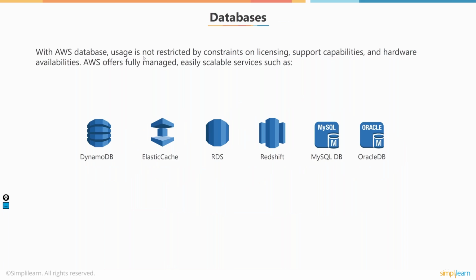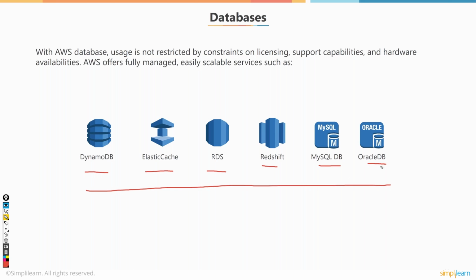Databases. Database usage is not restricted by constraints of licensing, support, and hardware availability. AWS offers fully managed, easily scalable services, and it's worth mentioning that AWS provides services like DynamoDB, ElastiCache, RDS, Redshift, MySQL and Oracle. All of them are fully managed. Yes, you can have all of them as servers that you build yourself, with maybe the exception of Redshift, but then you have to manage that, and why do that if you can have AWS doing this for you for a fraction of the cost.